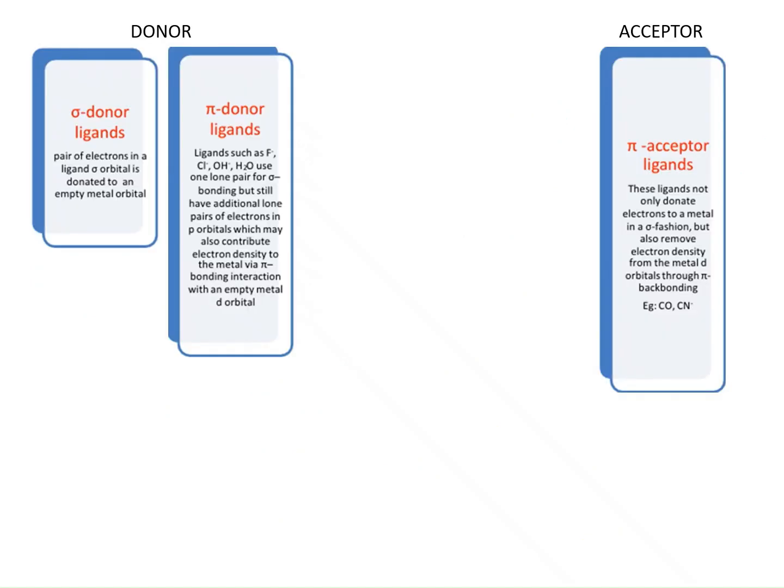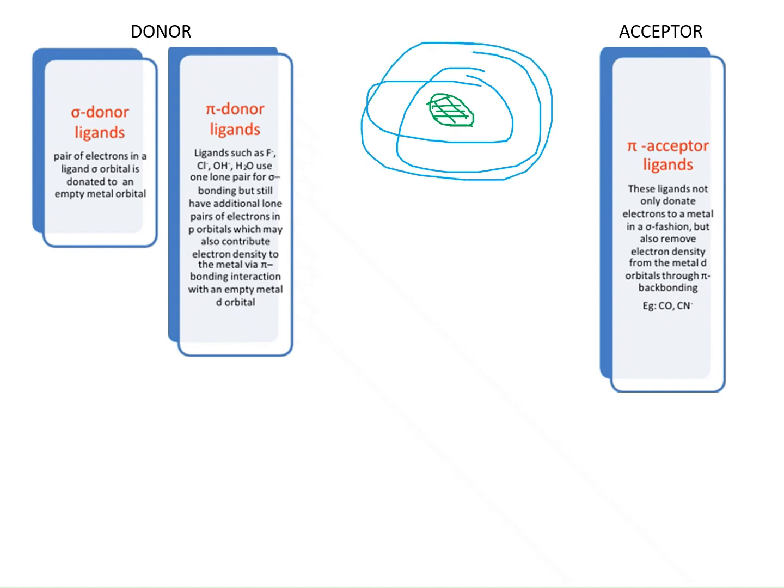There are two types of ligands, donor ligands and acceptor ligands. So let's go back to basic. Now we have an atom. So that's the nucleus, right? And in the nucleus, there are neutrons and protons. And what is going around the nucleus are the electrons.